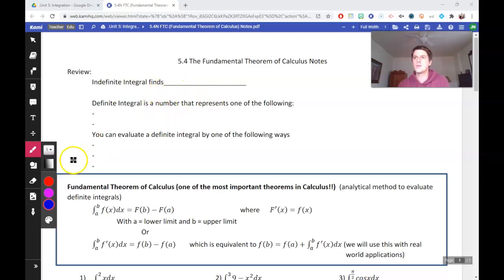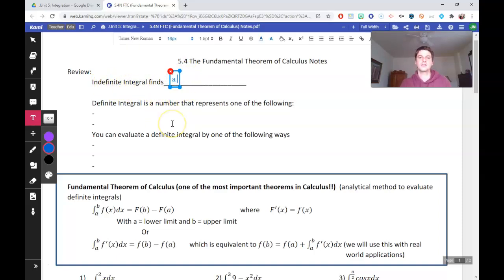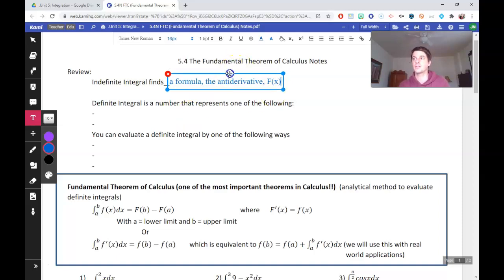So just as a reminder, recap, remember that indefinite integrals, we've worked with these already, they actually just find a formula, right? I'm going to type here because it's a little faster, formula, which is the antiderivative, right? And oftentimes we use capital F to represent this, F of x, okay? So that's what the indefinite integral finds.